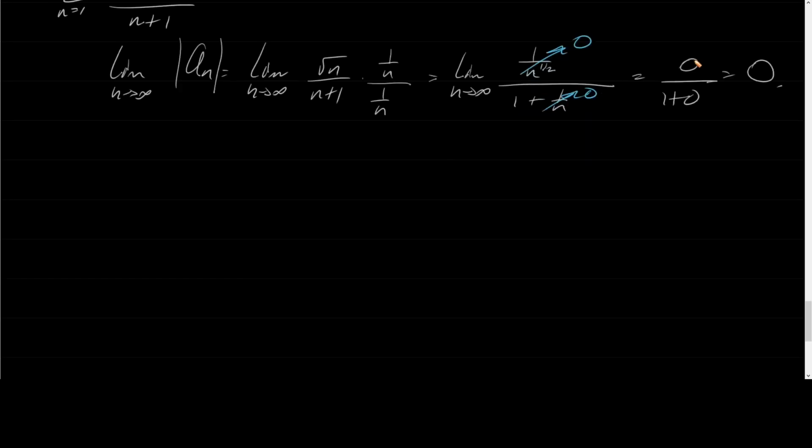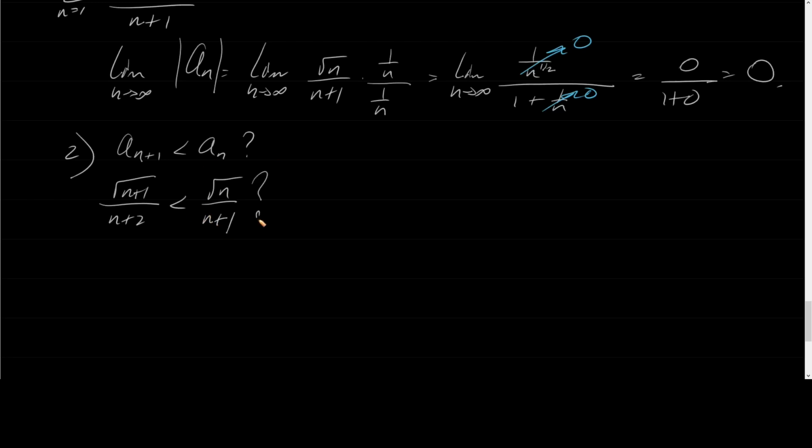Okay, so far the first condition was met. The next condition: we're looking for a sub n plus 1 to be less than a sub n, right? And a sub n plus 1 was the square root of n plus 1 over n plus 2. We want to see how that will be less than the square root of n over n plus 1. I'll tell you, this one is a difficult one to show, so let's show you how to actually do this one.